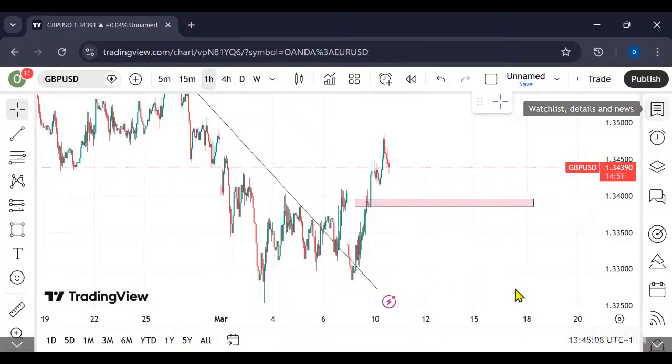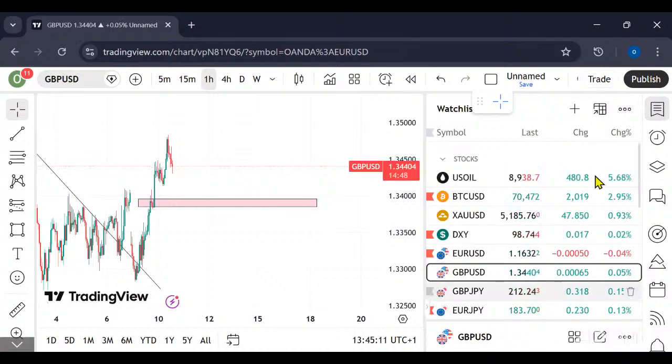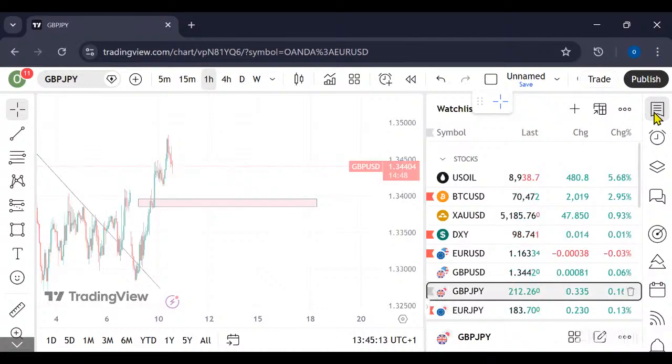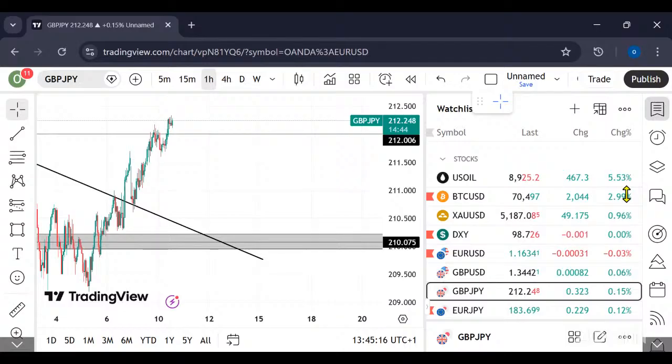Then the next pair I want to analyze is GBP JPY. Now GBP JPY, I have been bullish on GBP.